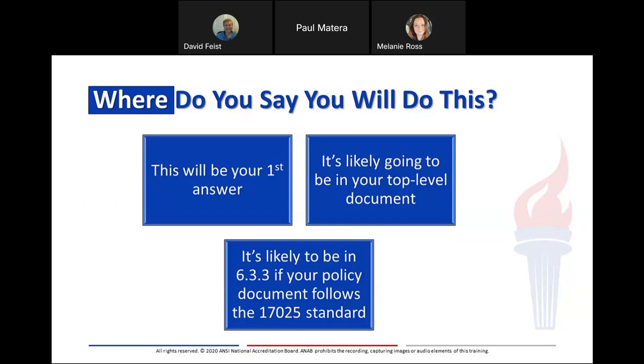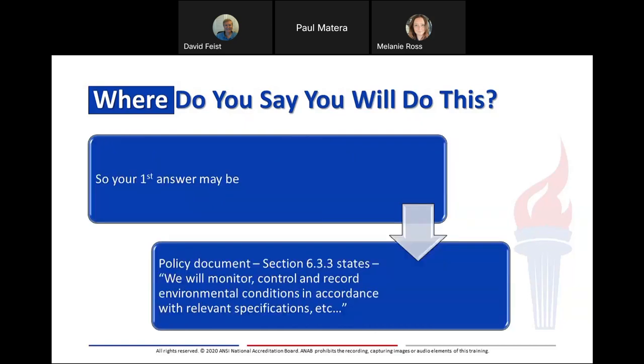And if you set your top level document in your system up to parrot the ISO document, well, it's likely going to be in section 6.3.3 in your policy documents if it follows that standard. And that's a pretty good hint. Okay, so when you look at it and you say, where do you say you're going to do this? Your first answer might be, oh, it's in our policy document.